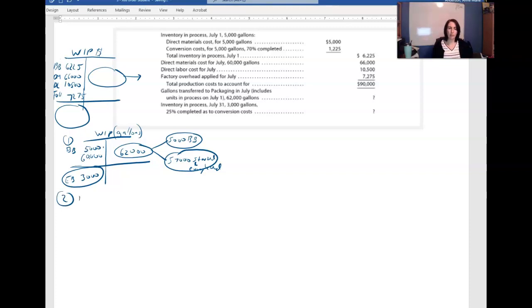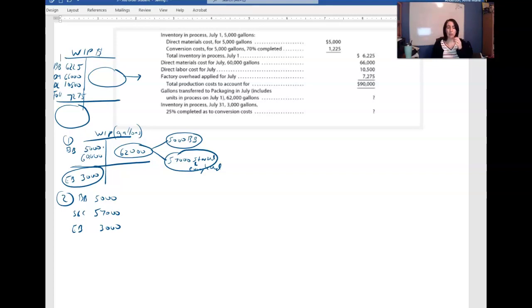So we're going to start off, we've got the beginning balance, the 5,000. We've got started and completed, 57,000. And we've got ending balance, 3,000. Now, the reason we're separating this way, if you think about it, the ones that you came to the month already partially done, these guys were 70% complete. They only need a little bit more conversion costs, 30%, in order to finish them.